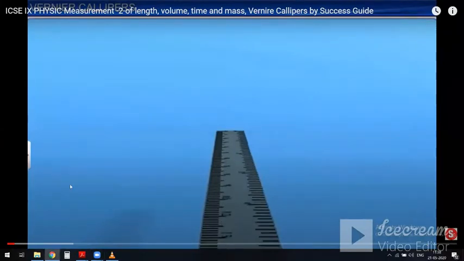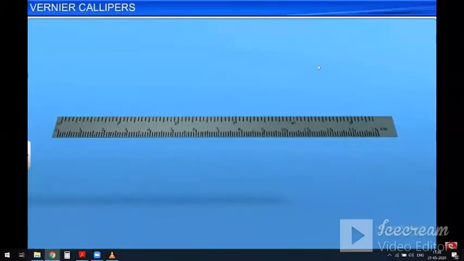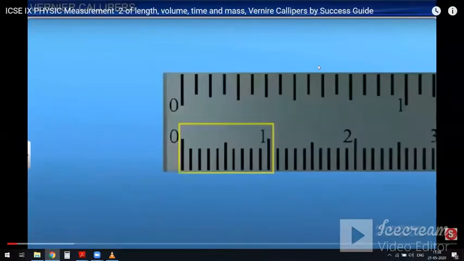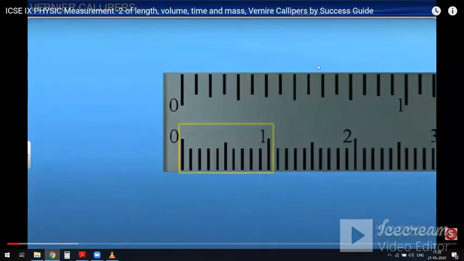Let's start then. An ordinary scale is used to measure the length of an object. This scale is graduated in centimeters, and each centimeter is divided into 10 millimeters. We know the smallest measure that can be measured accurately. Here, as you can see, this is a common ordinary scale that we all use, and it is generally given in centimeters. This is 0, 1, 2, 3, like that.